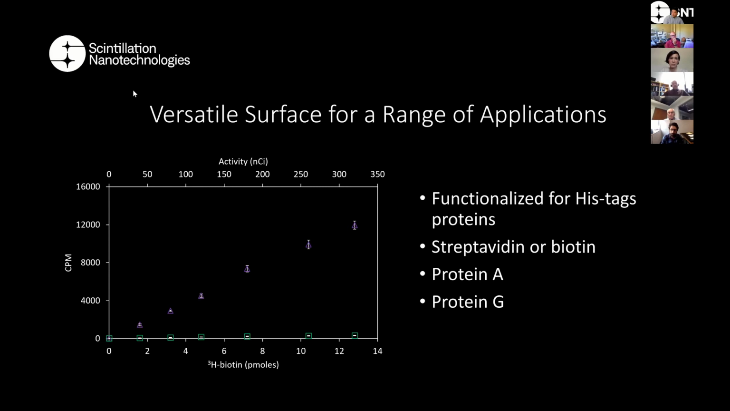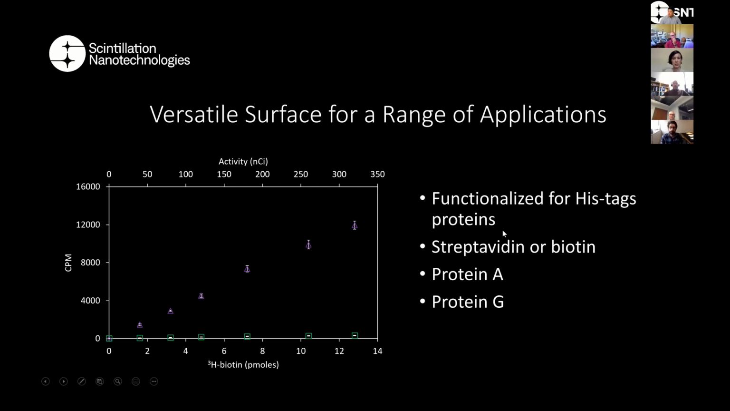Because of that versatile surface, we can have nanoSPA for a range of applications. I showed you chemical linking, which probably most people would not necessarily be interested in doing, but for other binding assays, for example, for histag proteins, we are able to attach a nickel chelating group to the outside. So you can attach your histag protein to the outside of the nanoSPA particles and do a radioassay that way.